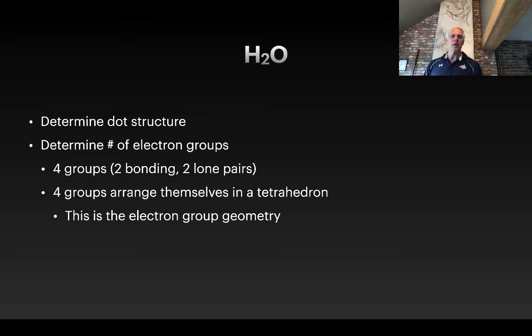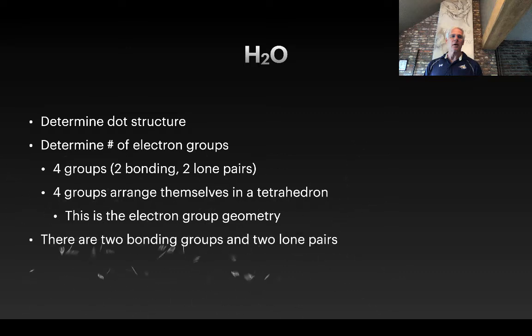2 of those are bonding, 2 of those are lone pairs. So those 4 groups will arrange themselves in a tetrahedron because that's the farthest they can get away from each other. So it looks like a 3-dimensional triangle. Okay, that tetrahedron is the electron group geometry, not the molecular geometry, because that just looks at where all of the electron groups are. The molecular geometry only looks at where the bonds are.